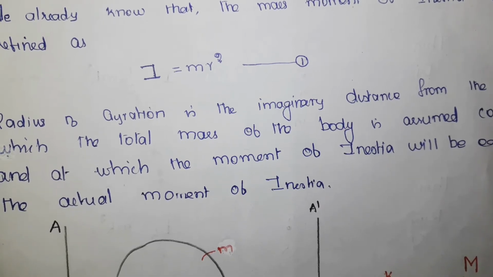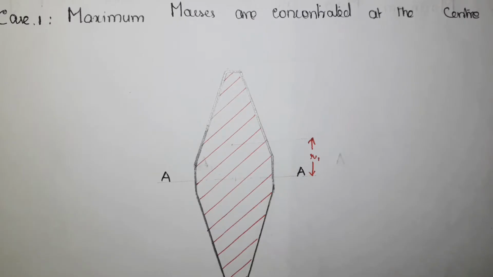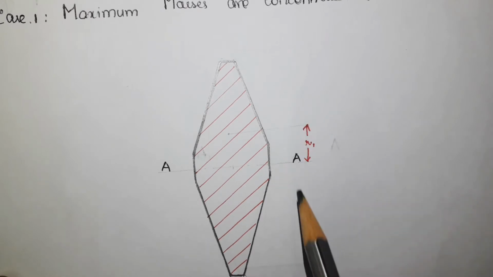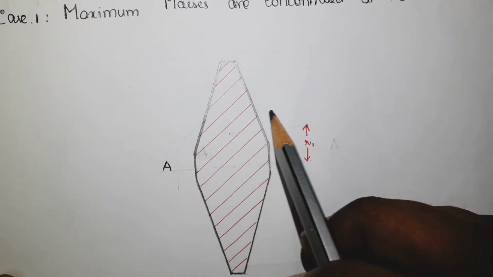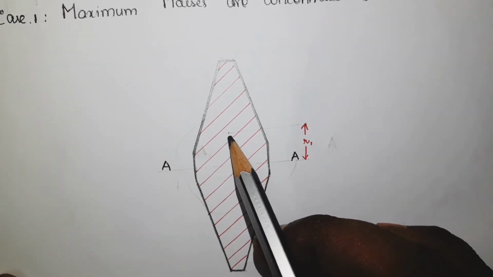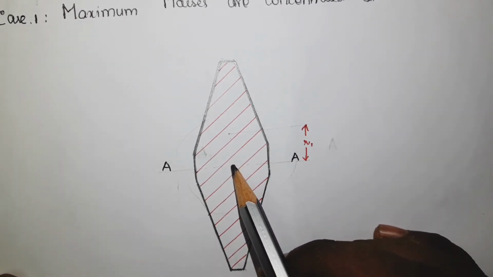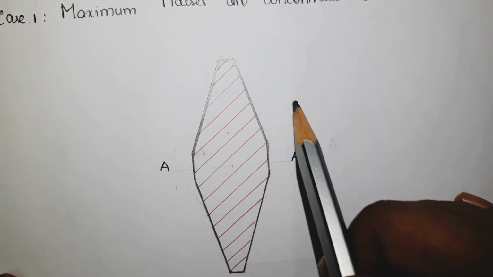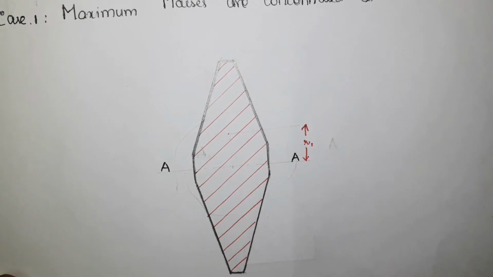Let me consider two cases now. I am going to consider two disks of the same mass. In the first case, the maximum mass is distributed around the center. So this is the axis and this is the cross section of the disk. You see here the maximum mass is around the center. This is the position of the center of mass and this is the axis. The perpendicular distance can be taken as r1.